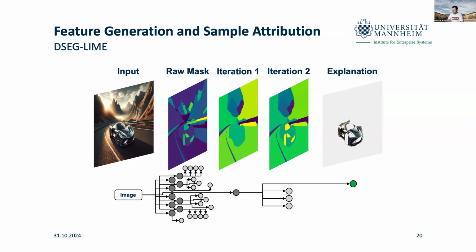In the next iteration, we now know that the car is the main important superpixel from the first iteration. So we add its children nodes in the next iteration, refit the interpretable model G, and then get the explanation. In the end, we see again the car, but without its windshield, lights, wheels, etc. So that's how this hierarchical framework works within LIME itself.